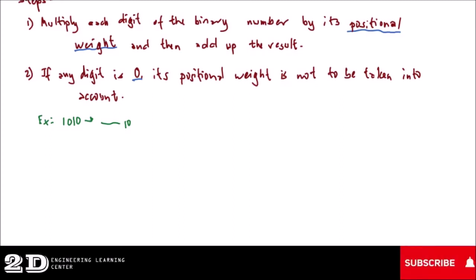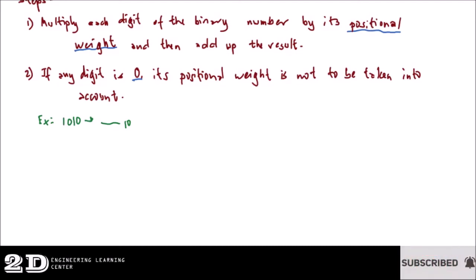When you say positional weight, it is the position of the digit in the number. For example, the first 0 has positional weight 0, then the 1 has positional weight 1, then the other 0 has positional weight 2, and this last one has positional weight 3.